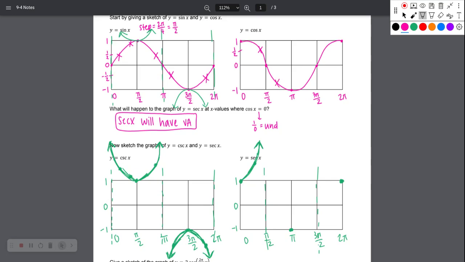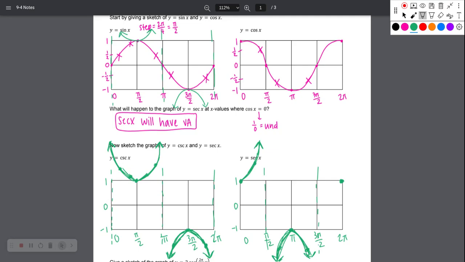If I chose a y value down here, let's say at negative a half, and negative a half over here, those are going to reciprocate, and now we have reciprocals of negative 2. So negative 2, negative 2. We can see the shape of this secant graph coming along.